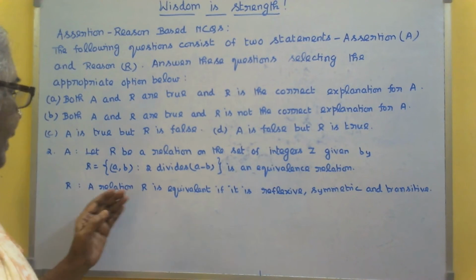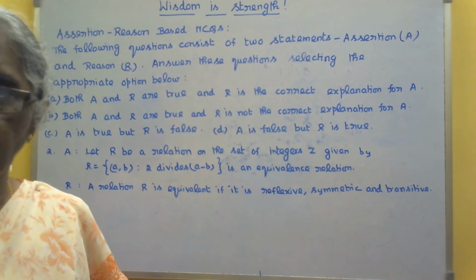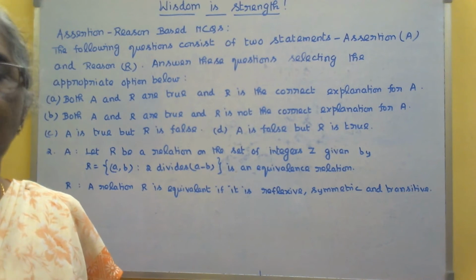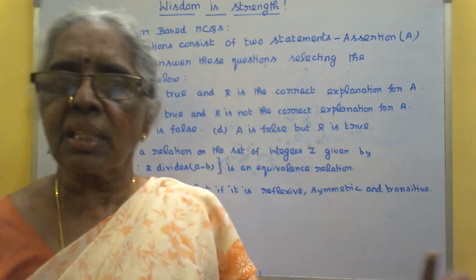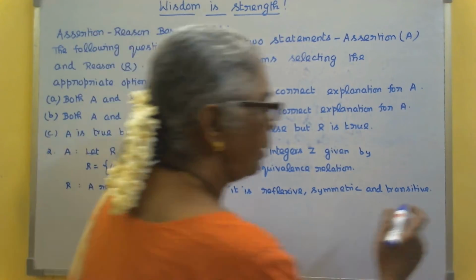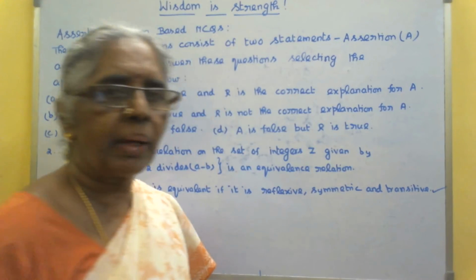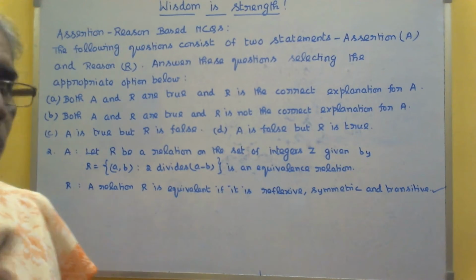Now here I think I can check R first because that's very simple. That's actually the definition of equivalence relation. A relation is equivalent if it is reflexive, symmetric and transitive. So I can immediately tick it because my R is now correct. It is a true thing for me.